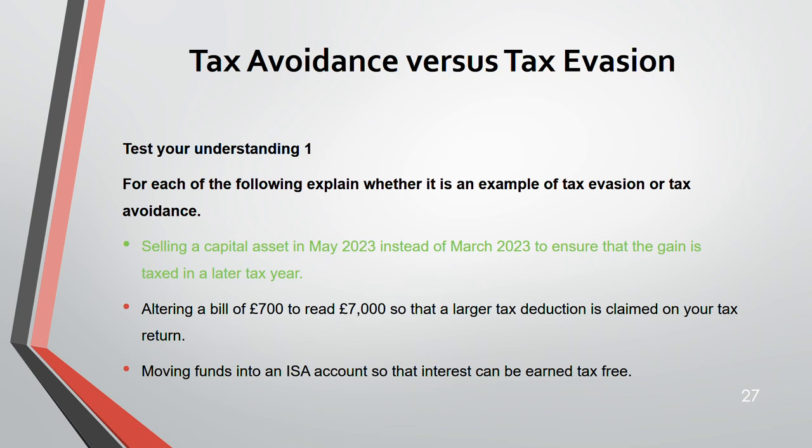Okay. Next, you are changing the bill of 700 to 7,000, so that you can claim a larger tax deduction.